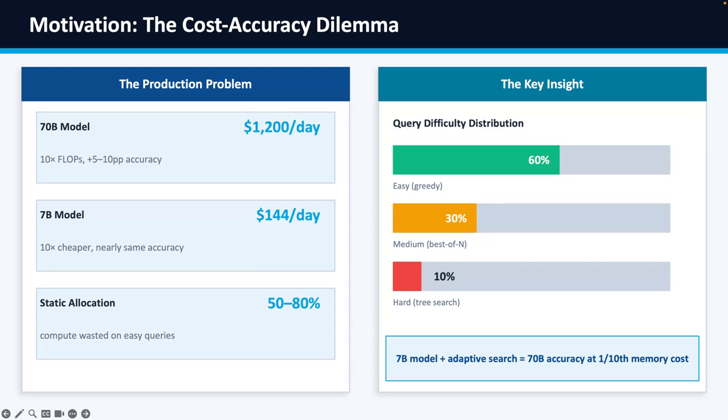Why? Because workloads are heterogeneous. On the right, you can see what we consistently observe across thousands of production queries. Roughly 60% are easy and can be answered with simple greedy decoding. 30% are medium difficulty and benefit from best of n sampling. Only 10% are genuinely hard and need deep research. The key insight is that a 7 billion model with intelligent adaptive search matches a greedy 70 billion model, at 1/10 the memory and 1/8 the FLOPs per token. You don't need a bigger model. It's smarter compute allocation. That's the foundation of Adaptive Scale.